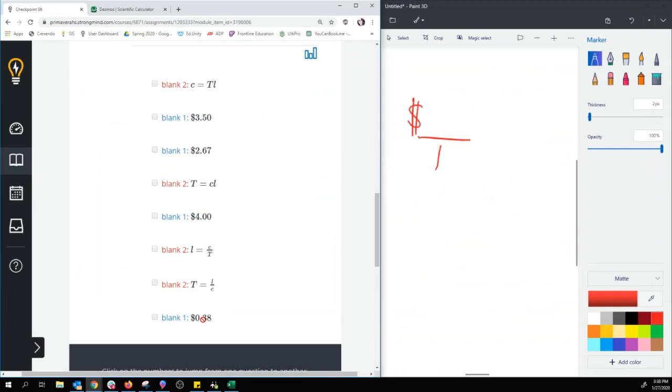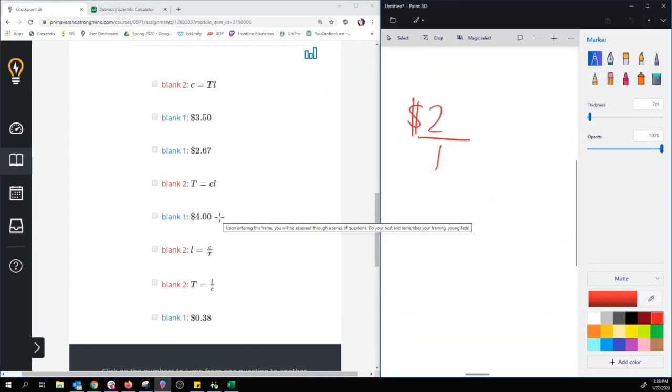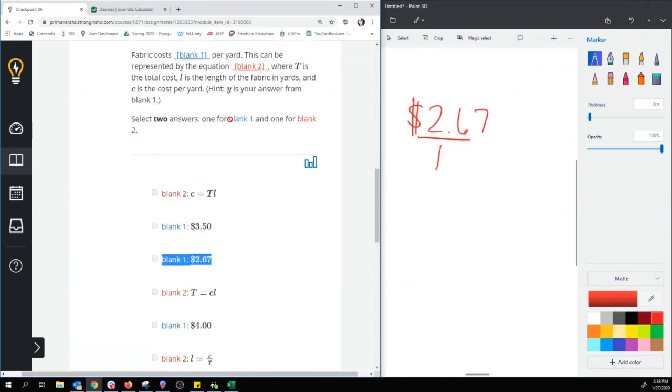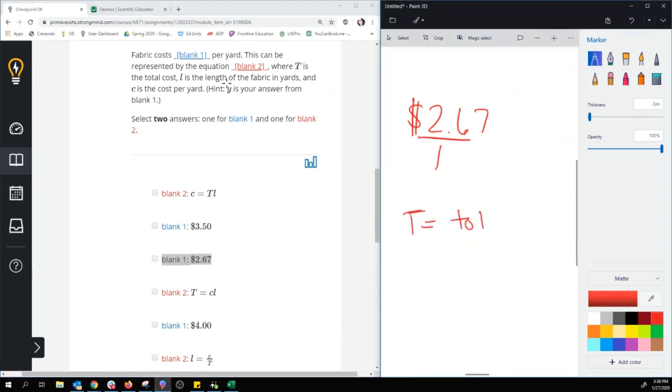Are you saying the third one? So this one down here that says, okay, there you go, 2.67. You pay $2.67 per yard of fabric. And blank 2 is asking for an equation. Okay. T is our total. D is cost per yard, so I'm going to put dollar per yard. And L is our length of the fabric.